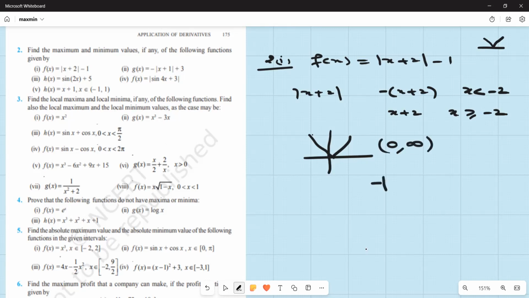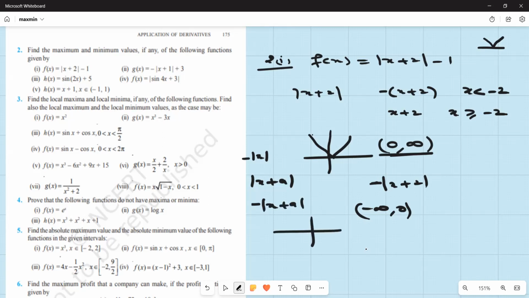And if it is minus of this, then its range is minus infinity to 0, because the minus is outside. Understood? Mod function, if it is positive, its range is always from 0 to infinity, right? And if it is minus mod function, it can be minus x plus a, any number. It will start from the x axis. And if it is minus x plus a, this will be the inverted one, this one. Clear?